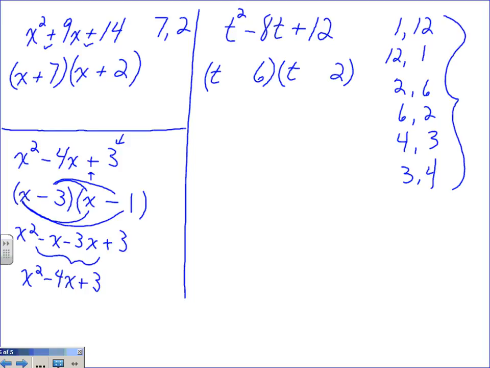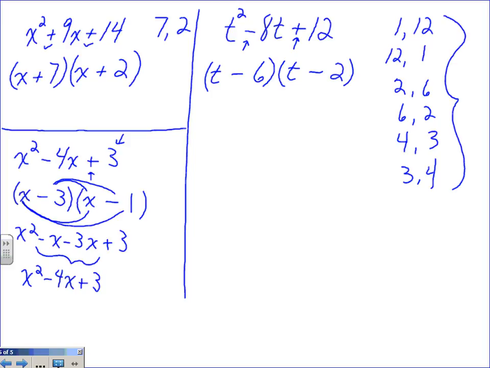And what are the signs going to be? Well, because this is a plus, the signs have to be the same. They're both plus, or they're both minus. In this case, they're both minus because that middle term is a negative.